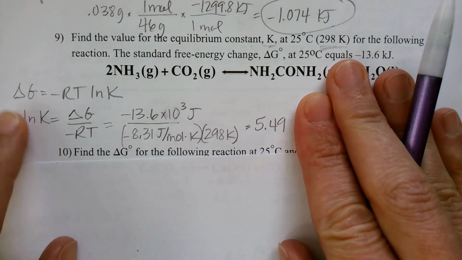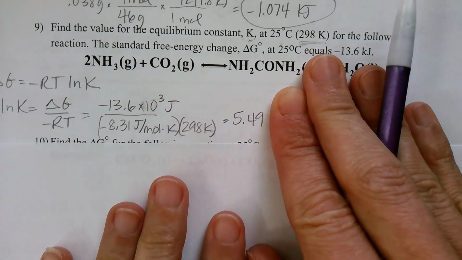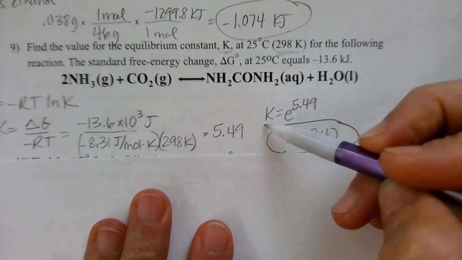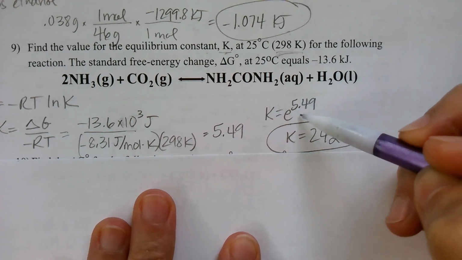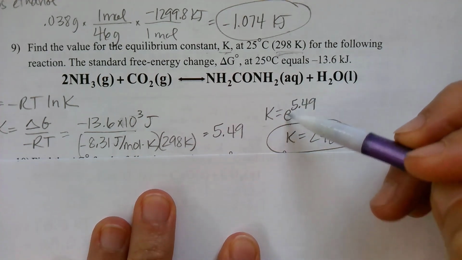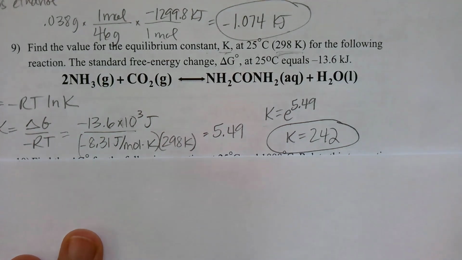To get K by itself, to get rid of that natural log on both sides, we have to use Euler's number, or e raised to the 5.49. And e raised to the 5.49 gives me a K value of 242.